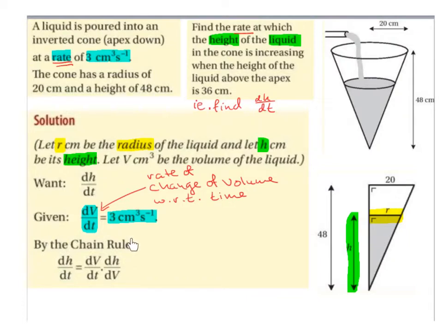So by the chain rule, dh dt, which is what we want, is going to be dv dt multiplied by dh dv. Because this is what we were given, dv dt, and we somehow have to make this become dh dt. So we have to multiply by a numerator of dh, so that we get our numerator to be dh, and we multiply by a denominator of dv, so that those two dv's can cancel. And when they do, we're left with dh over dt, which is what we want. So we know what dv dt is, we were given that. We now need to work out dh dv and multiply them to get what we want.